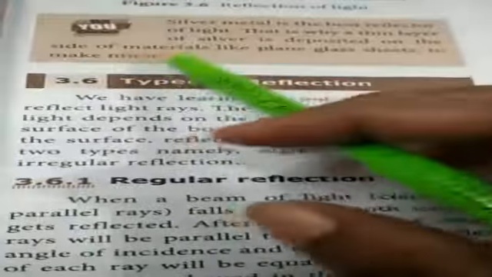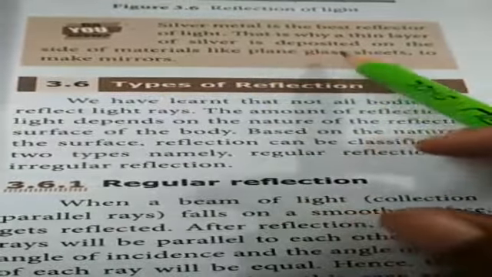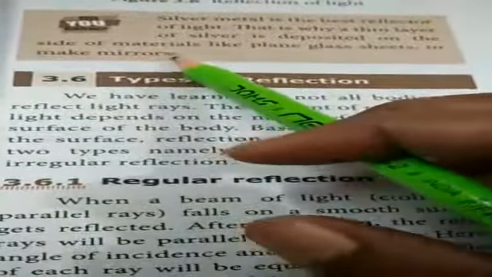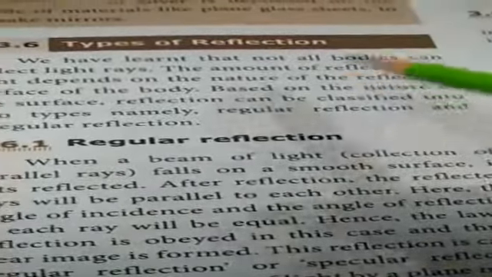One information is given there. Silver metal is the best reflector of light. That is why a thin layer of silver is deposited on the side of materials like plain glass sheets to make mirrors. Next we will move on to the types of reflection.